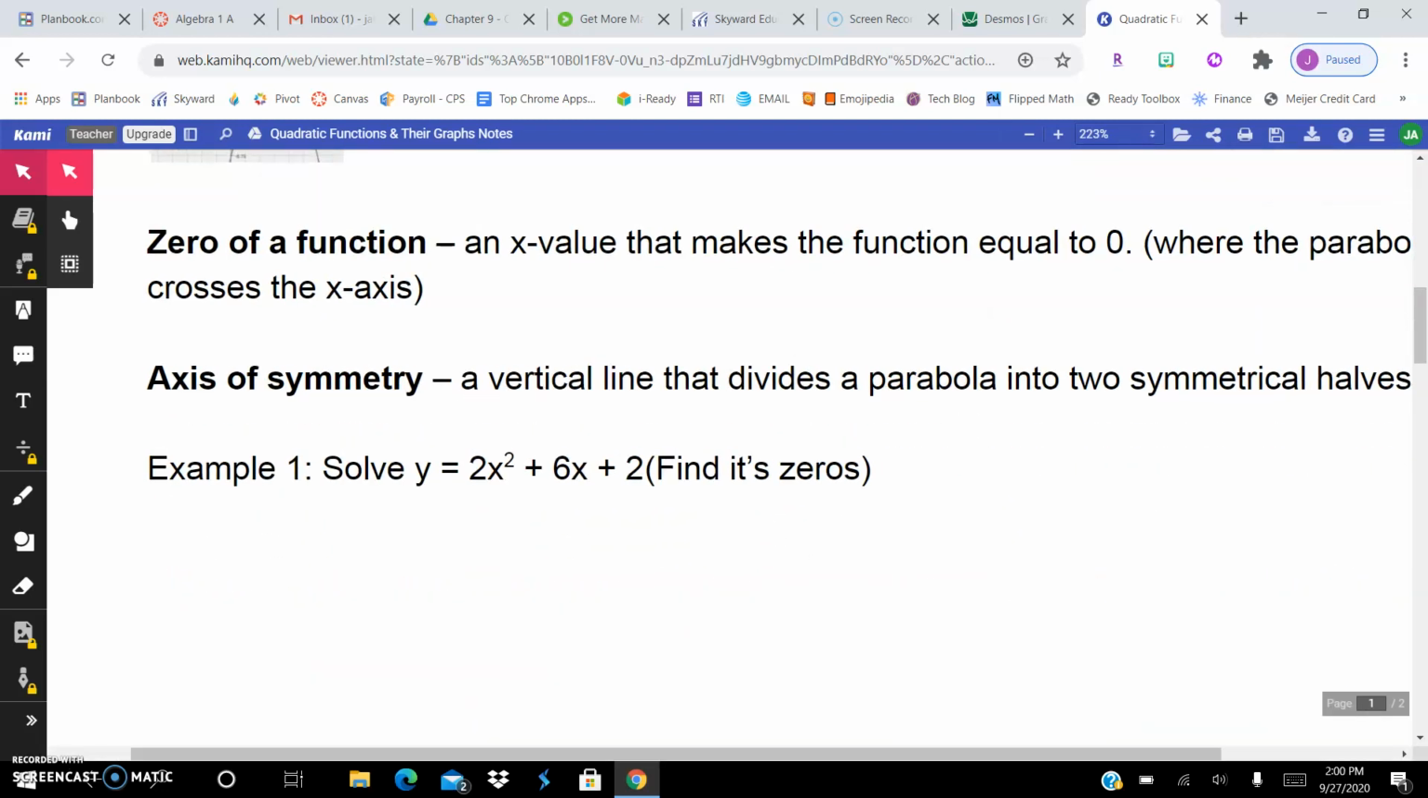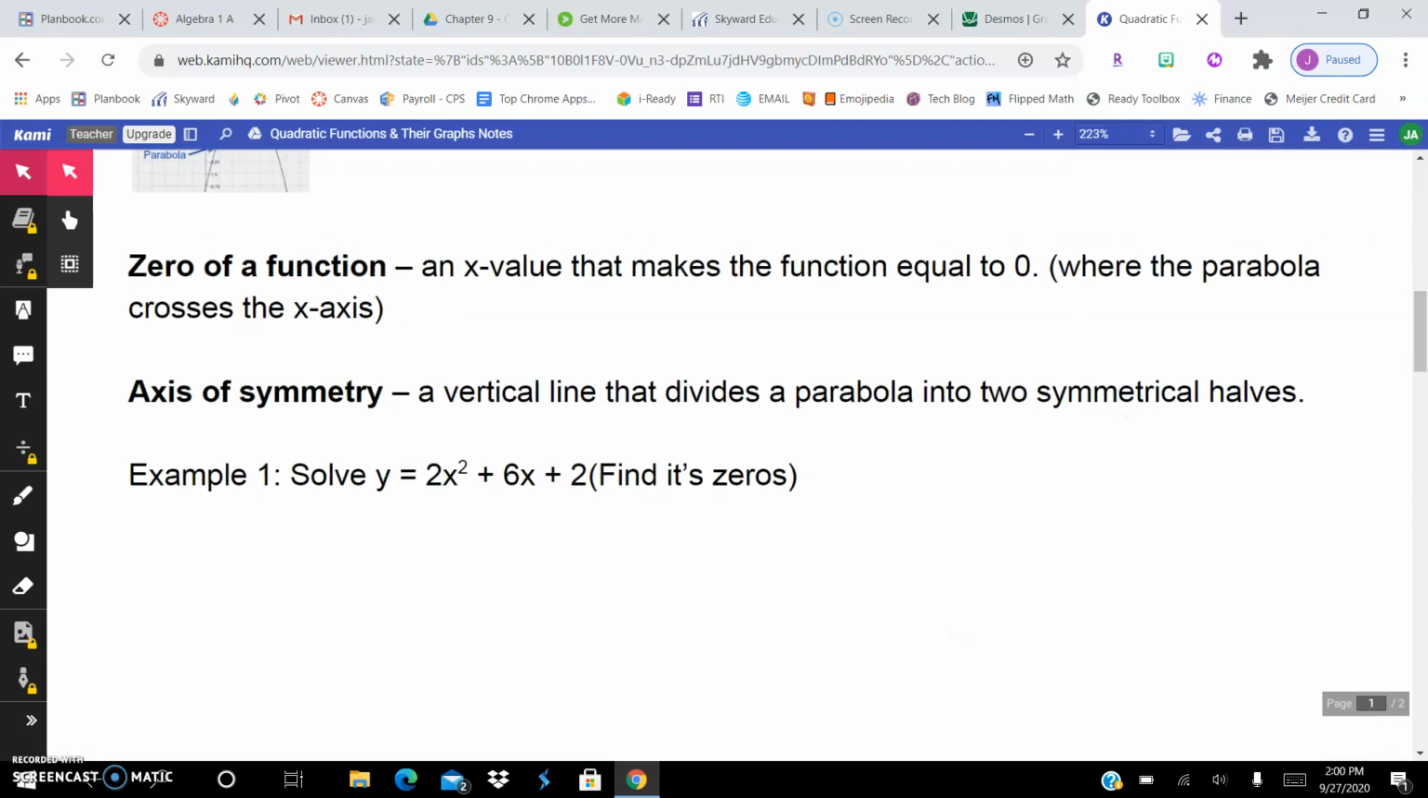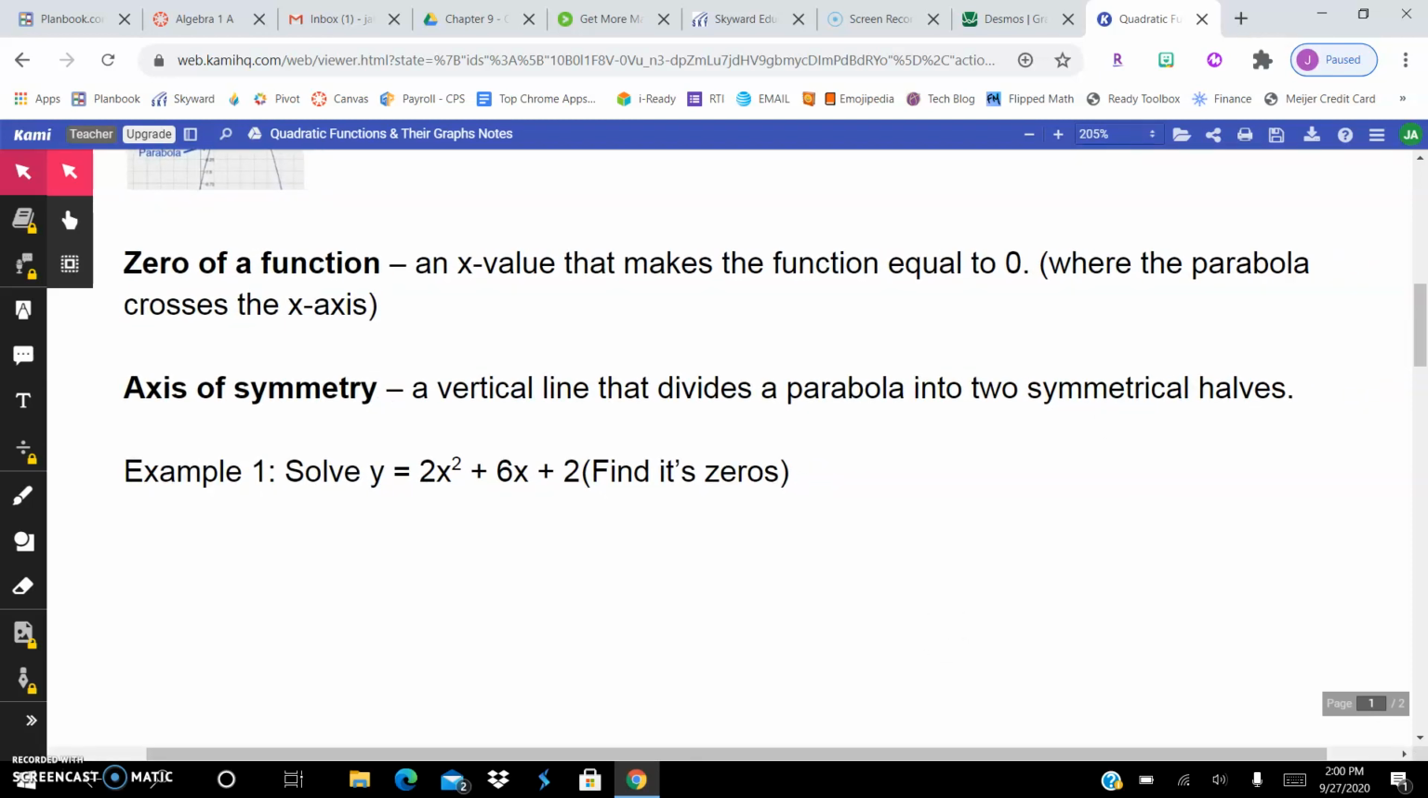A zero of a function is an x value that makes the function equal to 0. Or in other words, where the parabola crosses the x-axis. So we are going to be finding the zeros of these functions. That's what they mean when they say solve the function. They mean what are its zeros, where does it cross the x-axis. You can have no zeros. You can have a parabola that does not cross the x-axis, so there would be no solution. You can have a parabola that sits on the x-axis, so that means its vertex is on the x-axis. So there's only one answer, or you can have one that goes through it twice. So you could have two answers.